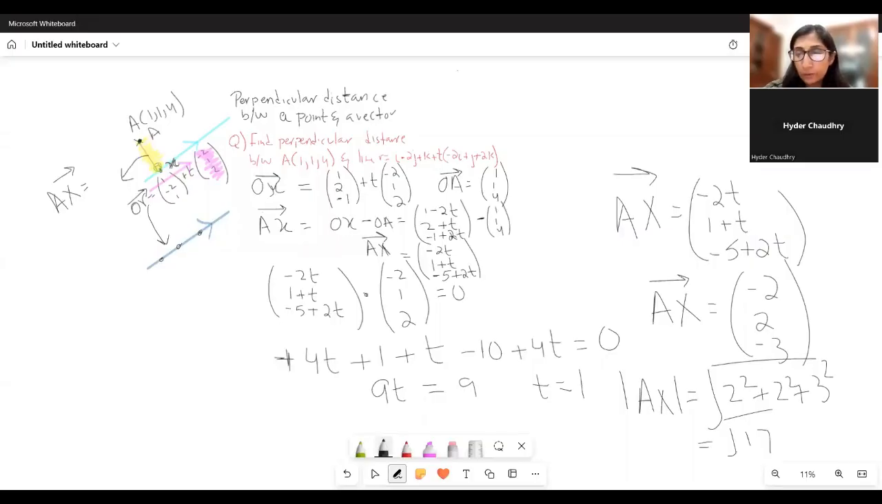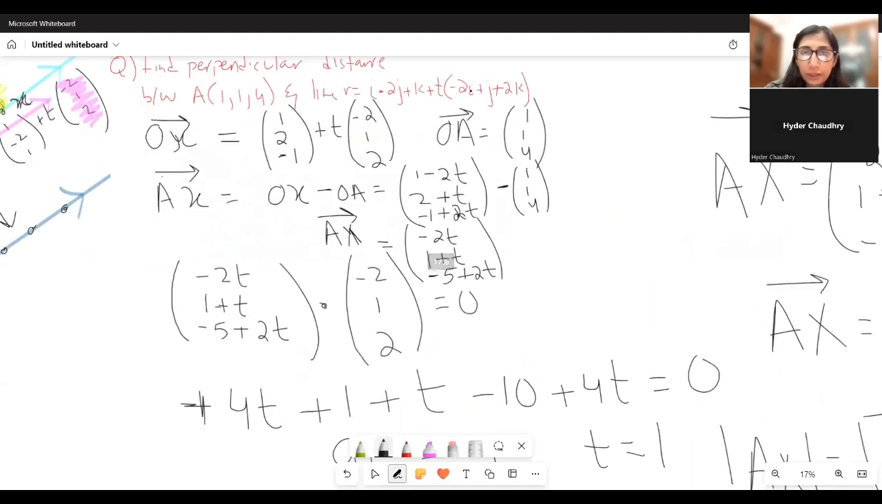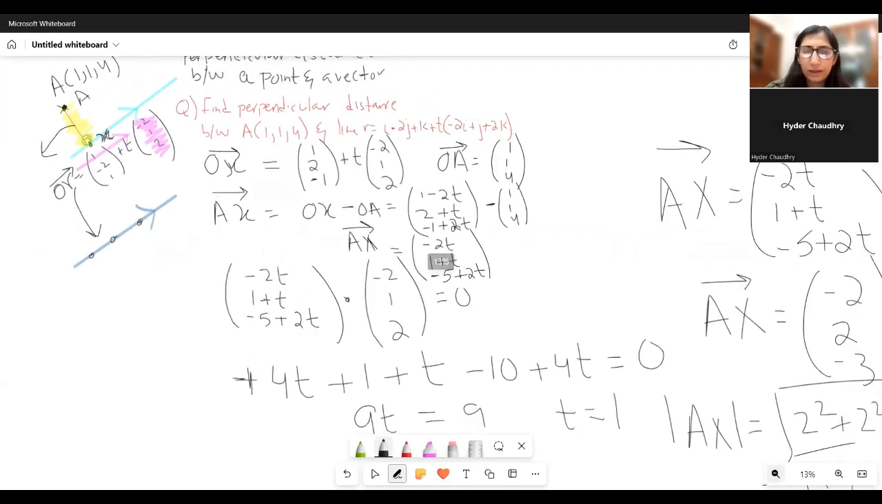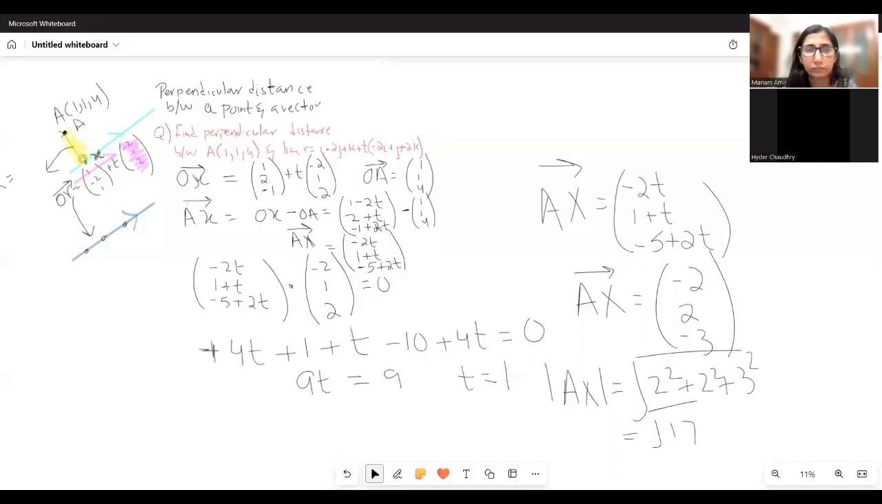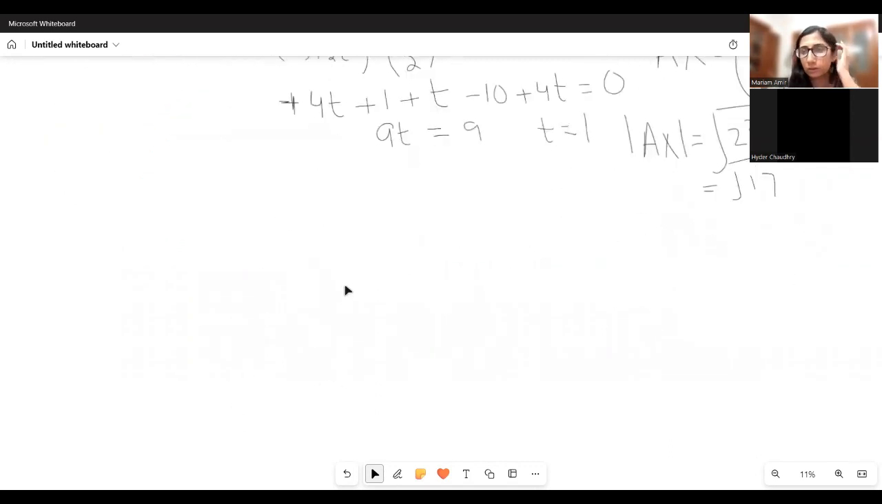So I copied the question wrong. Here it was correct. It was minus 2j, but I wrote 2j here, but the method is correct and the answer is correct. This answer is correct for the equation I wrote here for OX. So never mind the mistake.